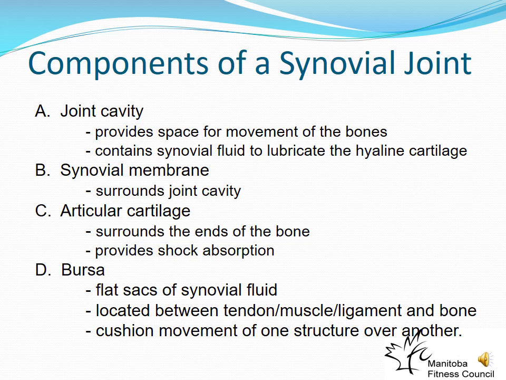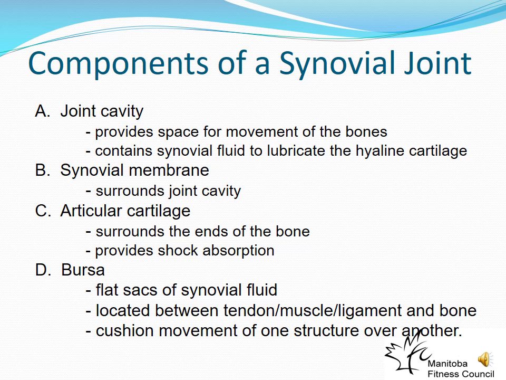So we have that joint cavity. The synovial membrane is going to surround the joint cavity. The synovial membrane will respond to movement. So when you move a joint, you stimulate your synovial membrane to secrete synovial fluid within the joint. The synovial fluid will coat the ends of the articular cartilage, or hyaline cartilage, to make them very, very smooth to allow frictionless movement. So articular cartilage, same thing as hyaline cartilage, surrounds the ends of the bones and provides shock absorption.